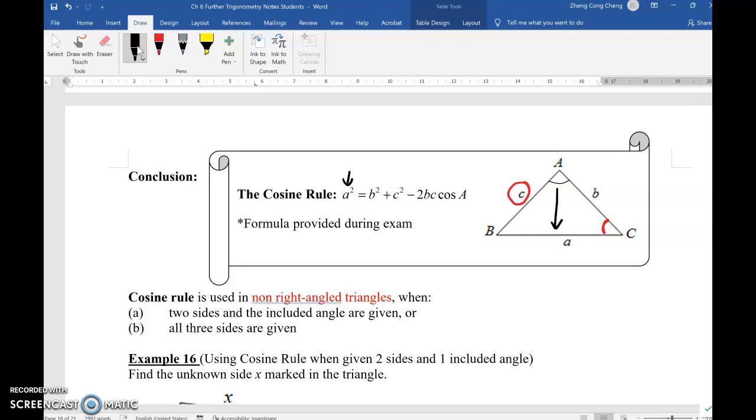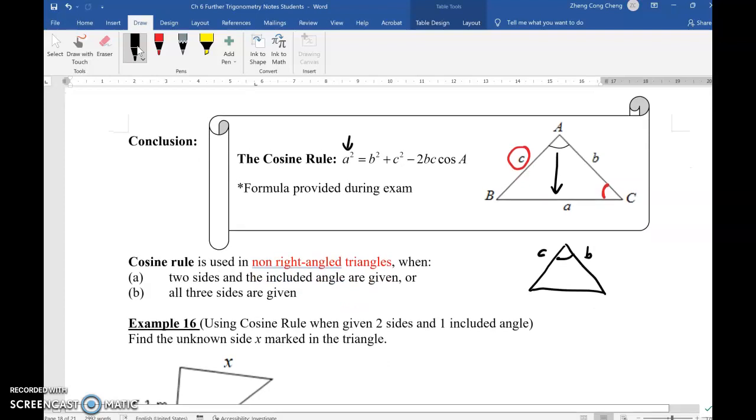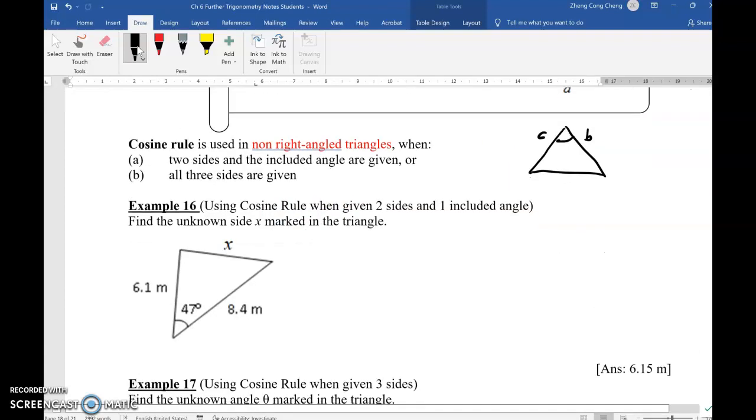So the cosine rule helps us solve this kind of question, which we can't use the sine rule for because we cannot find two opposite pairs. So the cosine rule is always used to find the angle for questions that cannot be solved using the sine rule.